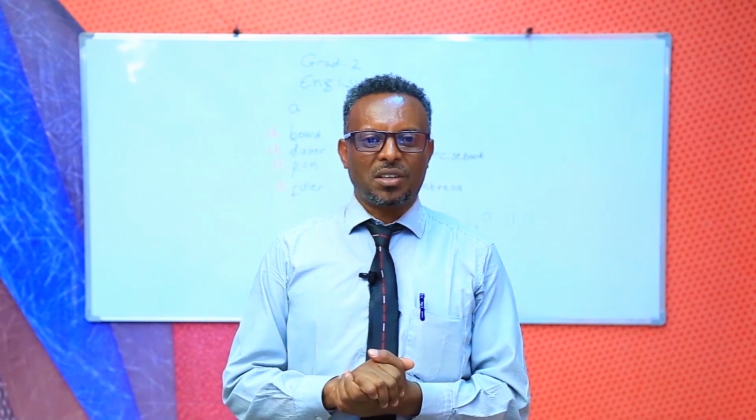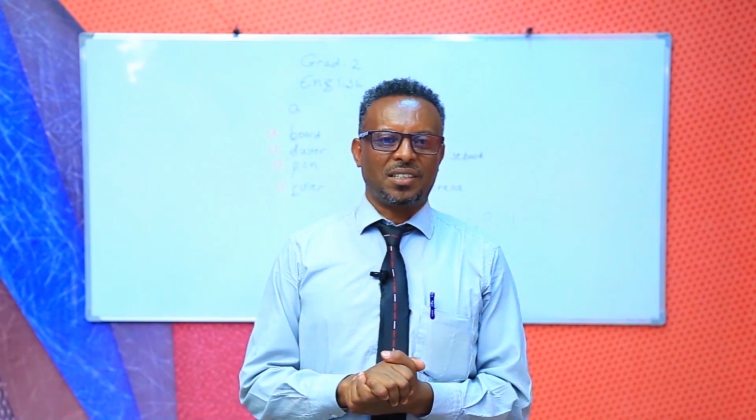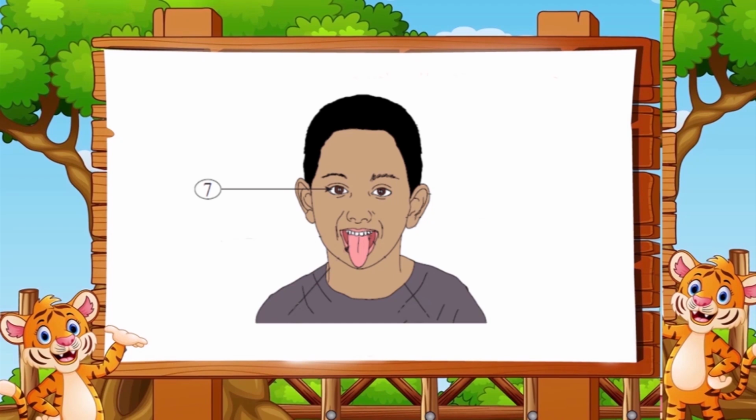Let's move to the last number. Look at number 7. What do you call it? If you say eye, you're right. Can you spell it please? If you say E Y E, that's right.